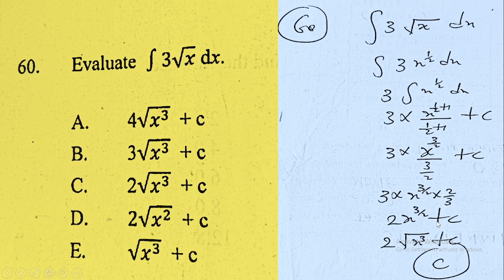Then this one simply means the square root of x cubed. According to our indices, this simply means the square root of x cubed. So that means we'll be having 2 times the square root of x cubed plus c as our answer. And option C is the correct option for that question.